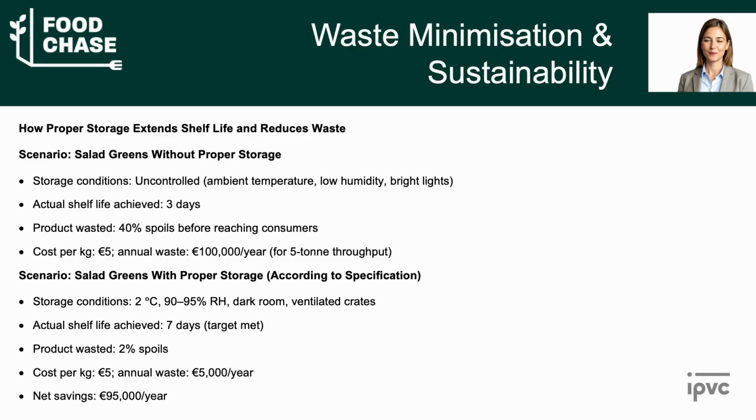Let me show you the money. If your salad greens are stored in an uncontrolled way, say, sitting in a warm loading dock or under bright lights, they will only last 3 days. 40% of what you produce spoils before it reaches the consumer. If you are processing 5 tons a week at €5 per kilogram, that is 25,000 euros per week of production. Losing 40% is 10,000 euros per week wasted. Over a year, that is €500,000.